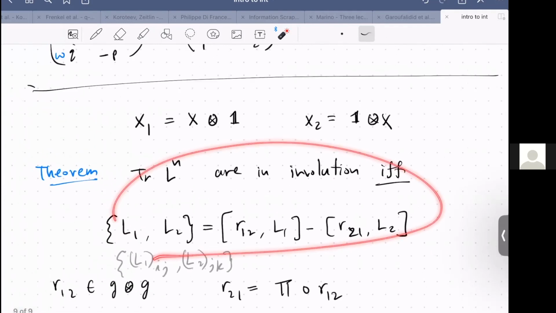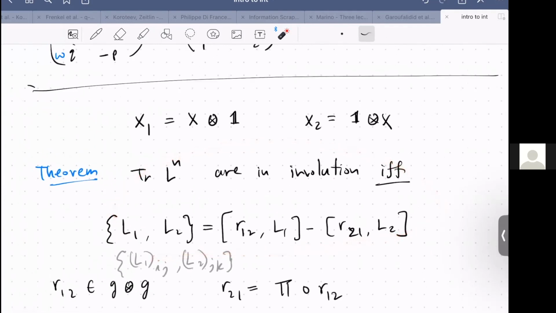This one? Oh, well, yes, but this is local, so it doesn't matter if you have more things around. You need two spins for this theorem, yes. You're going to actually promote this to some Yang-Baxter equations, right? Exactly, yes.